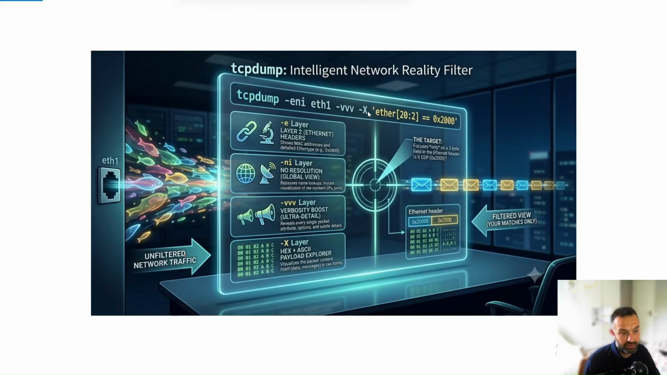Now we need to understand the filter: ether[20:2] = 0x2000. This filter reads 2 bytes starting at byte offset 20 of the Ethernet frame. For CDP packets, these bytes contain the Cisco protocol identifier. When the value equals hexadecimal 0x2000, we know the frame is a CDP advertisement.